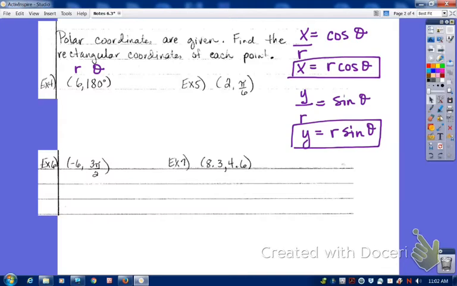So you're trying to find the rectangular coordinates. That means you're trying to find x, comma, y. So this is fairly easy. It's a little bit easier to go from polar to rectangular than rectangular to polar. So to find your x coordinate, you're actually just going to use r times cosine of theta. So in this problem, your radius is 6, and you're going to be multiplying that by cosine of 180 degrees. So you're going to use your unit circle. What's the cosine value at 180 degrees?